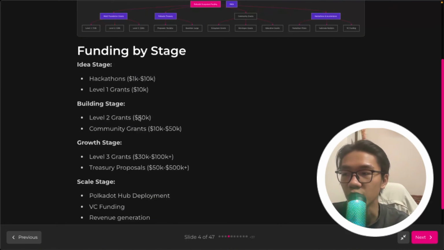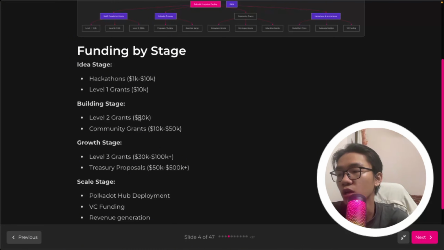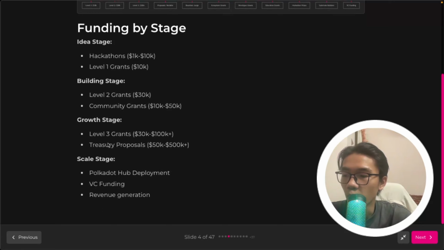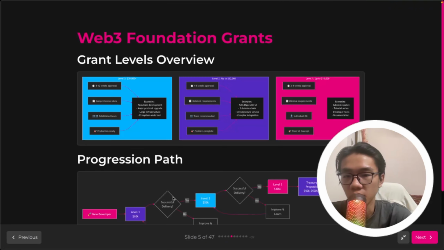Then for the building stage, we have the Level 2 grant, which would offer you around 30,000, and community grants from 10,000 to 50,000. In the growth stage we have the Level 3 grant, from 30,000 to 100,000, and treasury proposals from 50,000 to 500,000 dollars. So all these are more organization scale, and for the scale stage you can go to Polkadot Hub deployment, VC funding, or revenue generation.